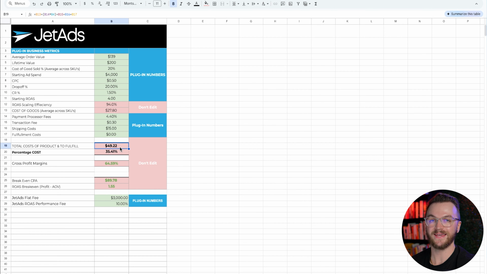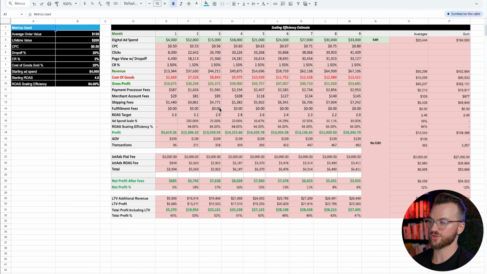And it gives you an idea of your total cost to fulfill. So this is your break-even cost per acquisition of a new customer, which is $89. And then our break-even ROAS is 1.55, which is pretty good. Using those metrics, we can forecast what our profitability is going to be. So if we have a $139 average order value, our cost per click is 50 cents.